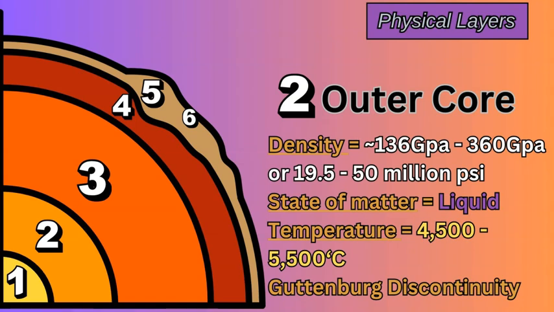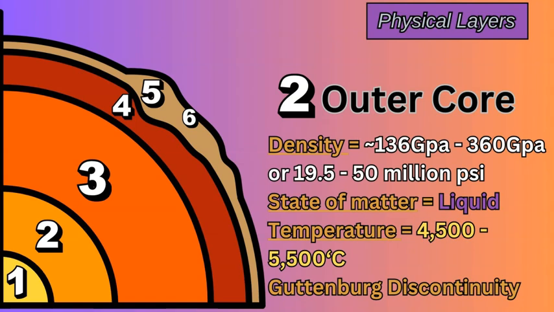In regards to the physical layers, the core is split into two divisions, the inner core, as mentioned earlier, and this one is the outer core. So this is a little less pressure, a little less density, so it's still incredibly dense and under a lot of pressure. However, it's less than the inner core. It's looking at about 136 to 360 gigapascals of density. That's equivalent to about 19.5 to 50 million psi.